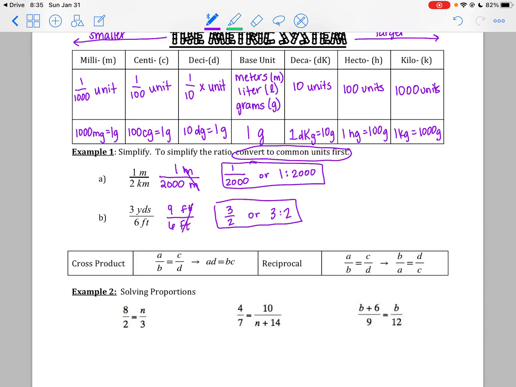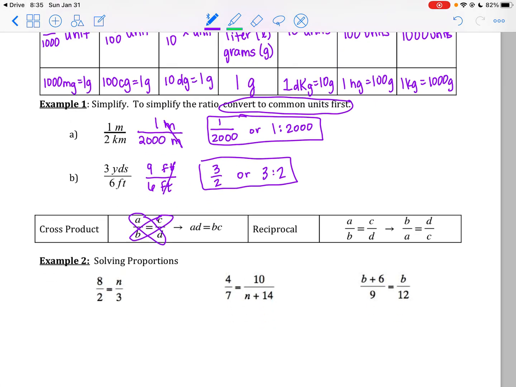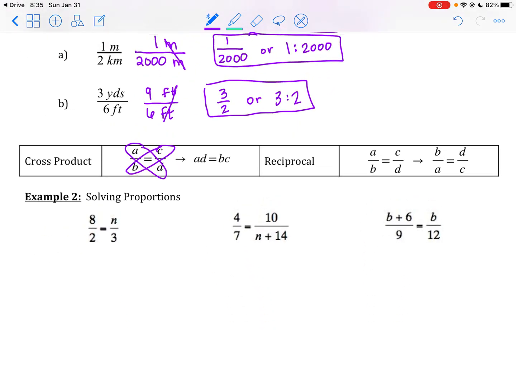So next we're going to start talking about proportions, and a proportion has 2 ratios set equal to each other. So when we're solving proportions, or if we're looking at proportions, we have some properties that work. So the cross products, if we have a proportion, then the cross products will be equal. So that means that we can multiply A times D and B times C, and those will be equal to each other.